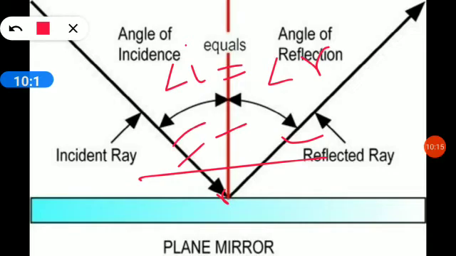Suppose the angle of incidence is 30 degrees, then the angle of reflection will also be 30 degrees.